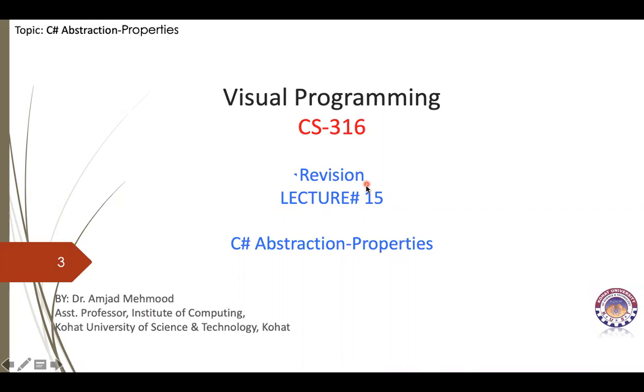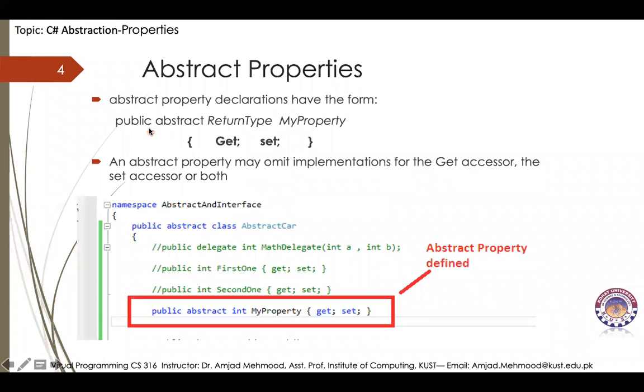So let's start with the revision of lecture number 15, which was on the topic abstraction of properties. You can see here, an abstract property declaration has a form like public, abstract, return type, and the name of the property, whatever name you want to give. This is the access modifier, this is the modifier, this is the return type, and this is the name of your property or method. One thing to remember is that the property and method have the same signature.